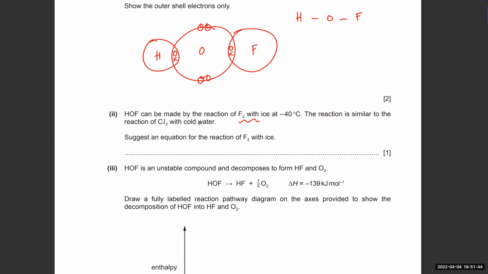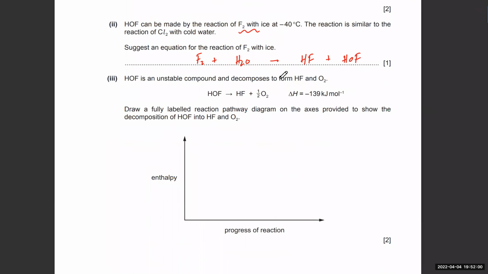So F2 with ice, F2 with water, ice is water. So it's going to form HF and it's going to form HOF. They've already given us one of the products. HOF is an unstable compound and decomposes to form HF and O2.